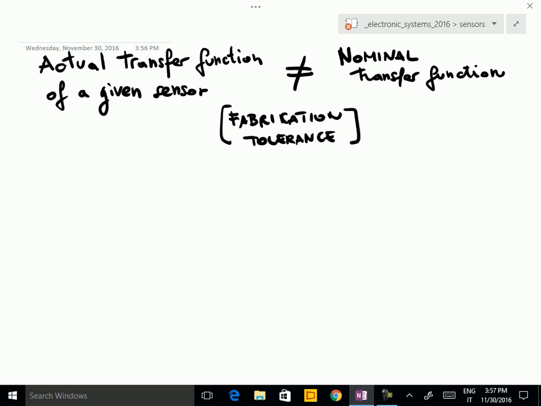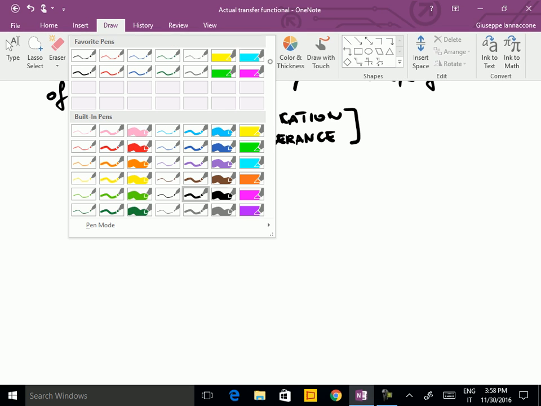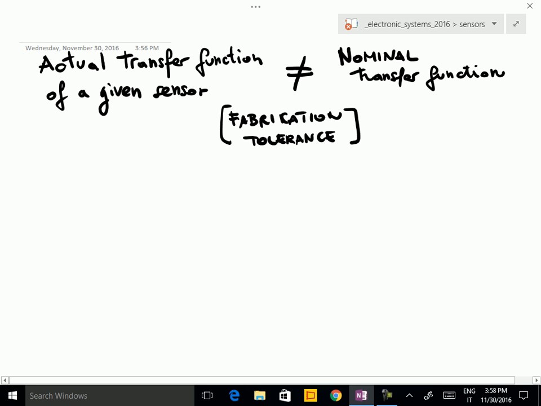And so how do we solve this situation? Because if there is a difference, when we obtain the response, we make an error in associating the response to the actual value of the stimulus. So essentially there are two ways to resolve this difference, to obtain a convergence between the actual transfer function and the nominal transfer function. And the procedure by which we obtain this convergence is called calibration.